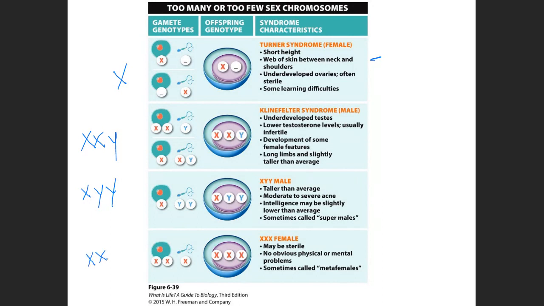And you could also have the triple X, which can only happen if the egg doesn't properly go through meiosis, and then you get an X sperm. This individual might be sterile, but otherwise physically you couldn't tell by looking at them. So that's just what could happen and the impacts of that.